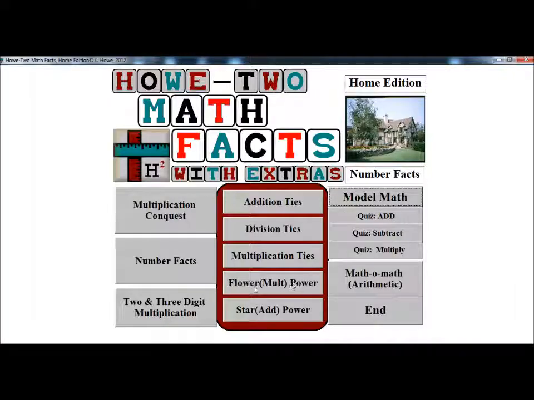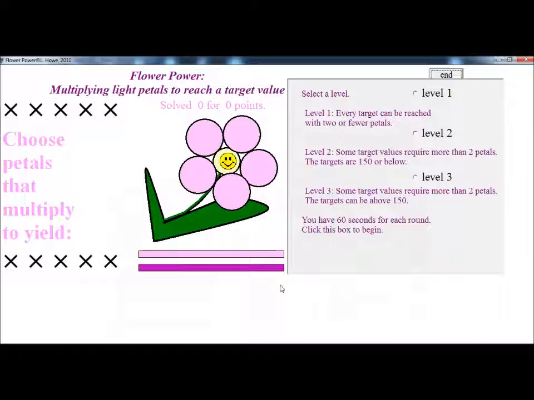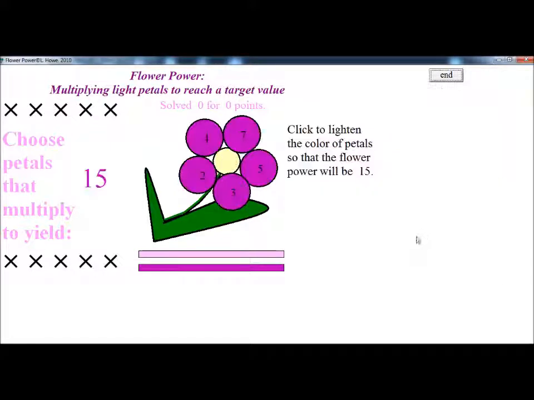This flower power and star power are sort of a game mode. Let's look at that. It says multiply the petals to reach a target value. You can choose different levels. So let's just look at level 1 for a minute, to give you the idea of how the program works. It says click this box to begin. So right here we click this.